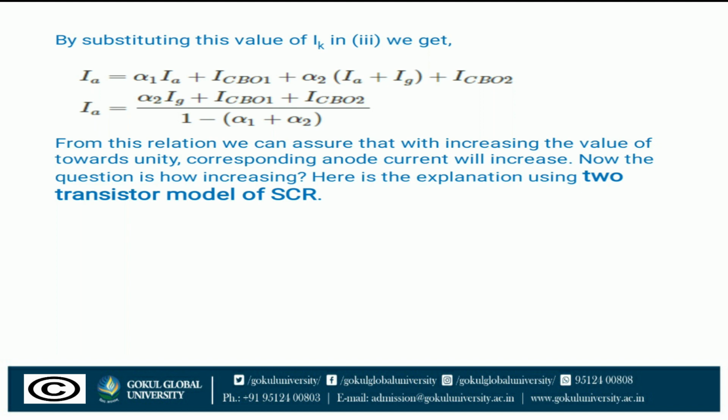Actually, the external load limits the anode current to a safe value after the thyristor begins conduction. The methods of turning on a thyristor are in fact methods of making alpha 1 plus alpha 2 approach unity. The various mechanisms of turning on a thyristor were given.